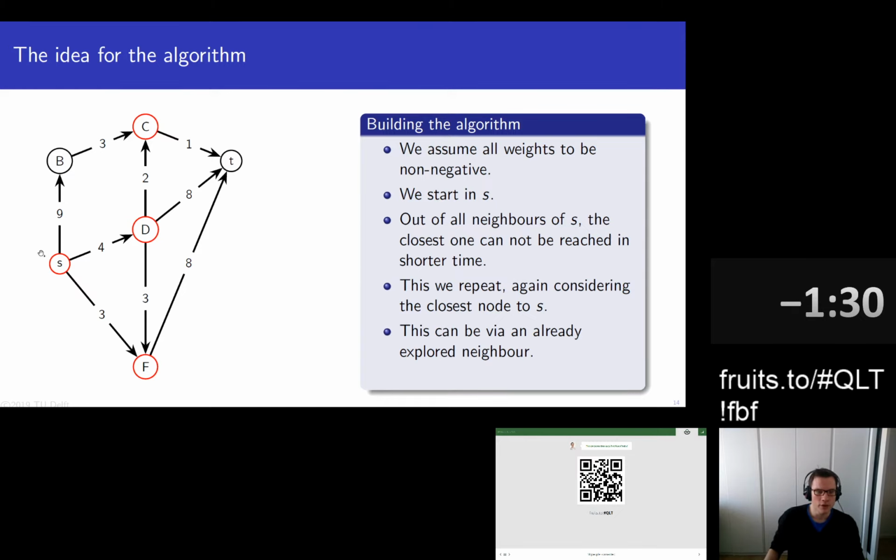And now the next one, I have this little cloud of S, D, and F. I can get to B in 9, I can get to C in 6, and I can get to T in 11 still, via F. So this path can be via an already explored neighbor. C is the next one that we add.